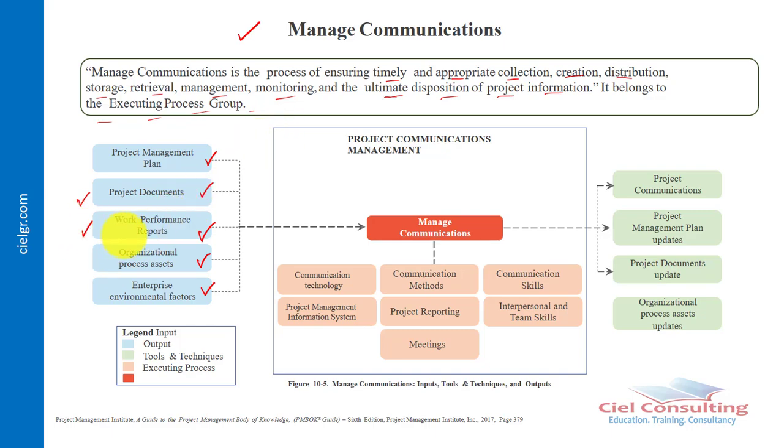Then work performance reports, because this will clearly make up part of the information that you're going to be communicating. And then also organizational process assets. Say for example, you have fax, telephone, an email system within the organization. All of these are now things of value that can aid you to carry out this very process. Then also enterprise environmental factors. These are factors that are not within your control. You need to put that into consideration. For example, security of the information. All of these are things you need to put into consideration when you're managing your communications.